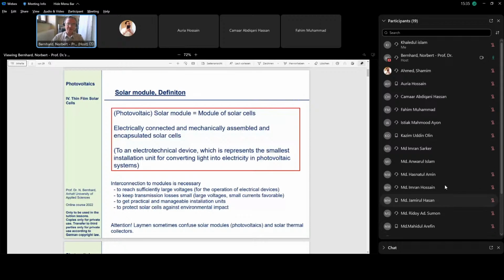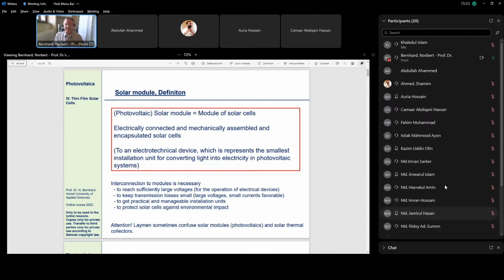And this interconnection to modules is necessary for several reasons. One: a single solar cell just supplies a voltage of roughly half the band gap. That means in crystalline silicon, it's half a volt typically. But for the operation of electrical devices, usually higher voltages are needed. The next is the transmission losses. In the so-called ohmic losses, they are the less, the higher the voltage and the lower the current. Therefore, it's usually of advantage to have large voltages and small currents.